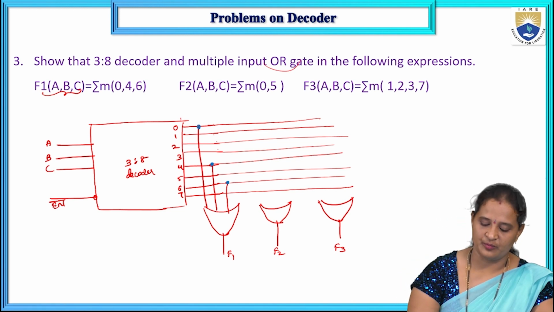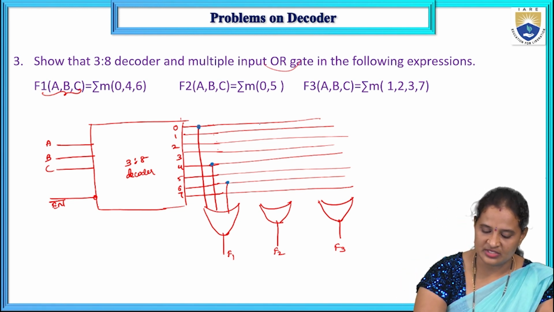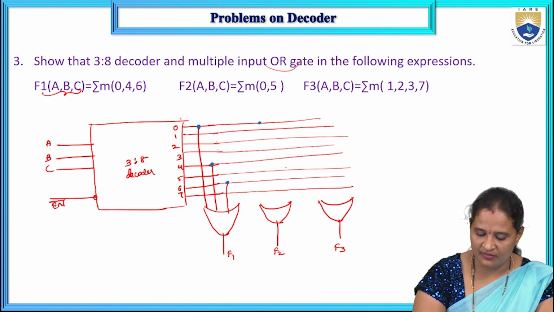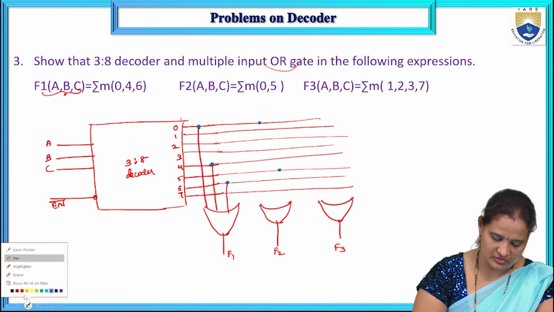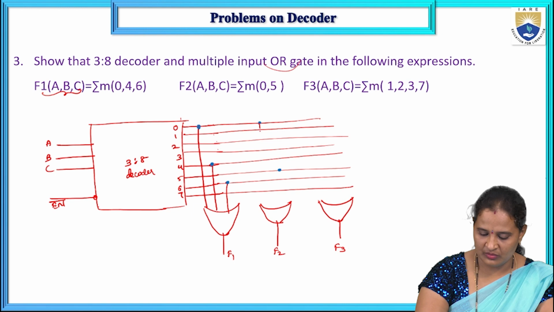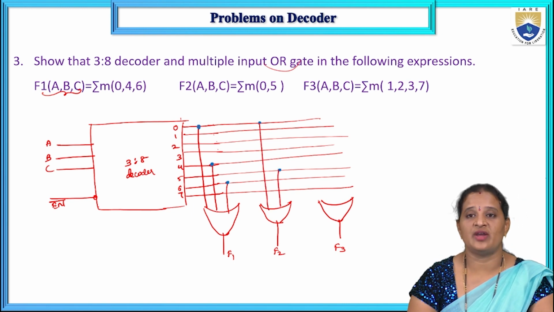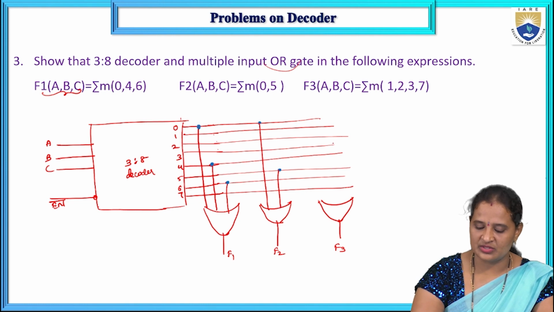Now coming to F2. F2 has only 0 and 5. So this is the 5th output line. 0, and this one is 5. Okay. And coming to this one.